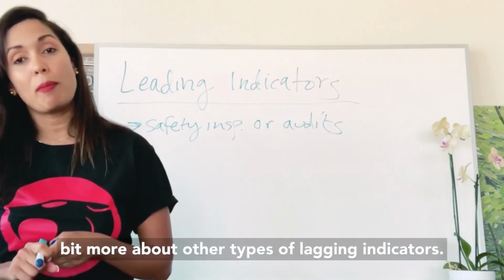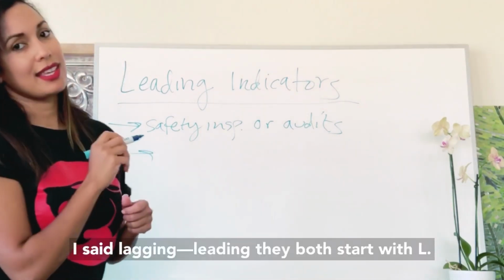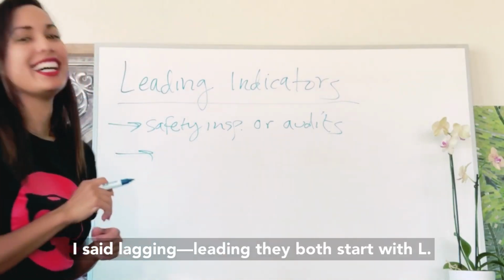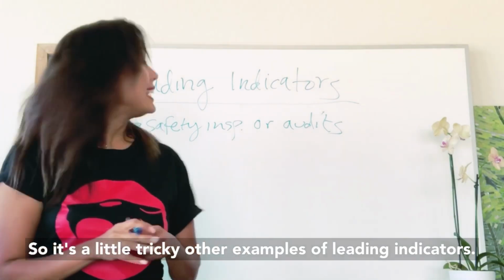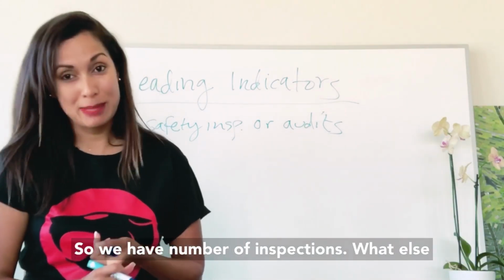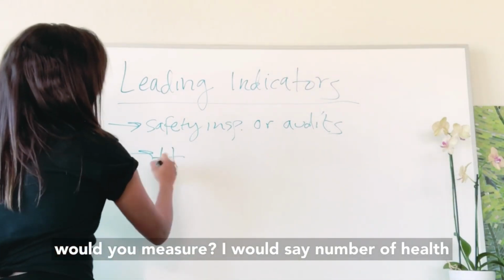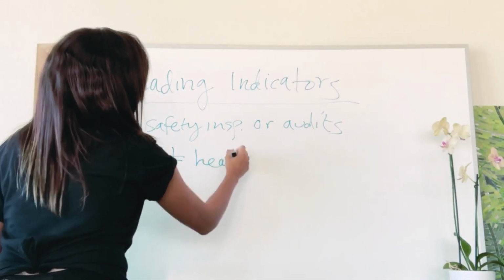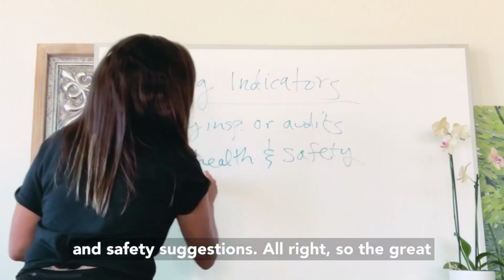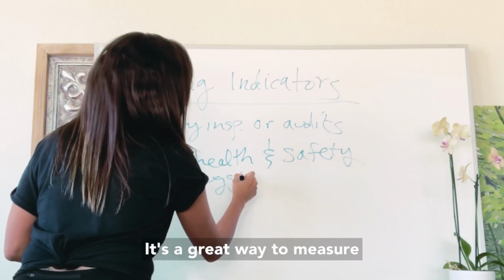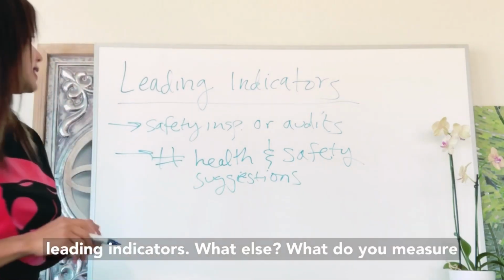Let's talk a little bit more about other types of leading indicators. I said lagging, leading. They both start with L, so it's a little tricky. Other examples of leading indicators. So we have number of inspections. What else would you measure? I would say number of health and safety suggestions, right? It's a great way to measure a leading indicator.